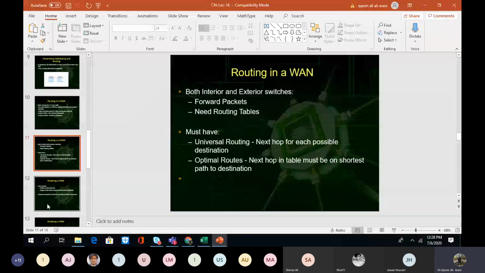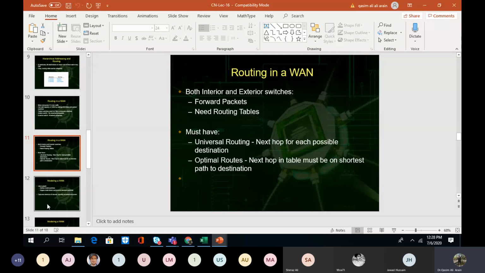So both interior and exterior switches do packet forwarding and need routing tables. अब देखें, पैकेट स्विच का काम भले वो इंटीरियर हो या एक्सटीरियर हो, उसने दो काम करने हैं. The first one, it has to forward the packet; the second one, it needs a routing table. आपके पास राउटिंग टेबल होनी चाहिए, उसकी बेसिस के ऊपर वो डिसाइड करेगा कि मुझे डेटा कहाँ भेजना है. And it has to forward the packet to a particular next hop and to the destination, right.